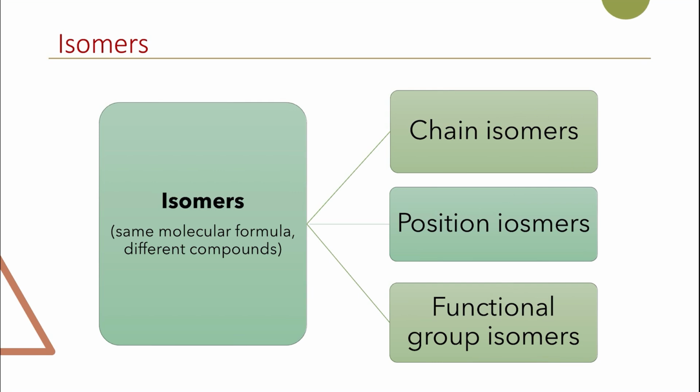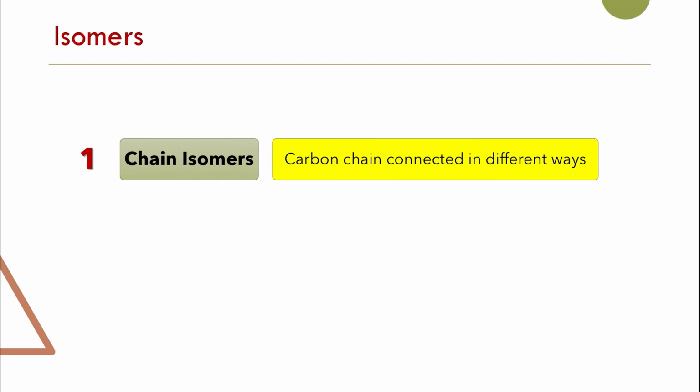We need to learn about isomers when we talk about organic molecules, because in organic chemistry you could have two or more different molecules that share the same molecular formula but are different compounds. We call these isomers. There are three types of isomers: chain isomers, position isomers, and functional group isomers. So what's the difference between all of these?